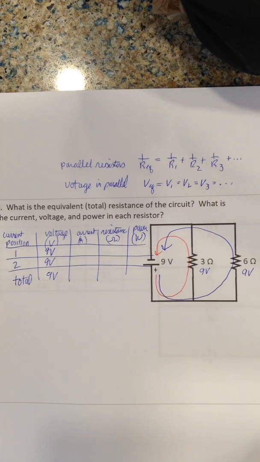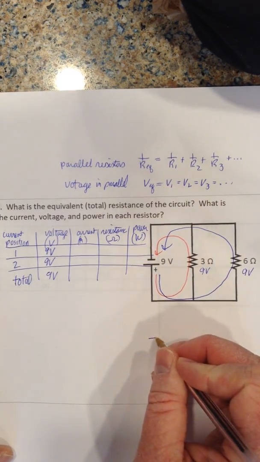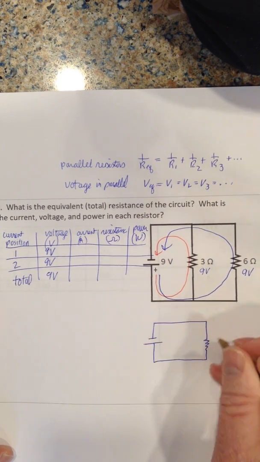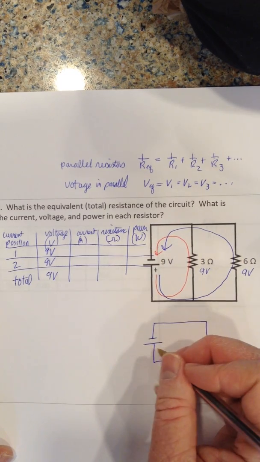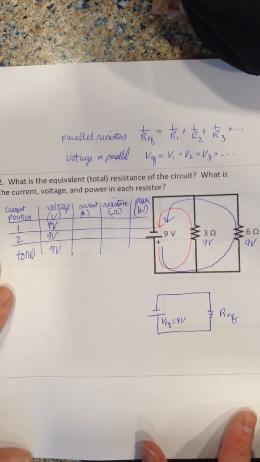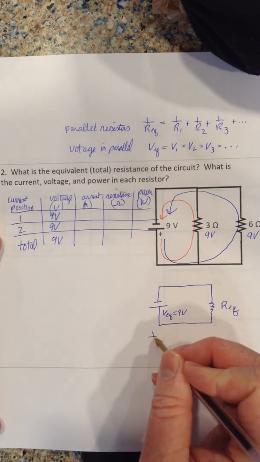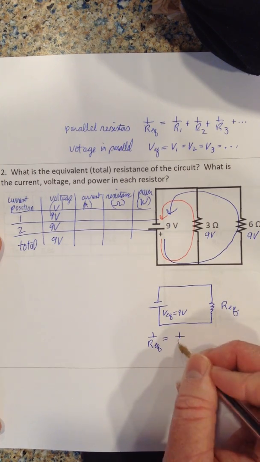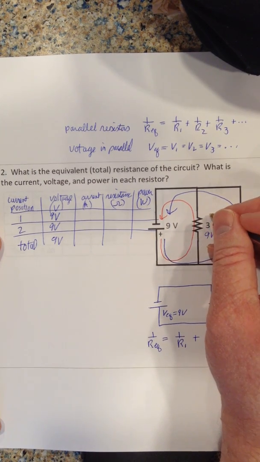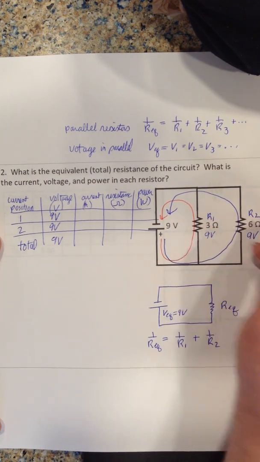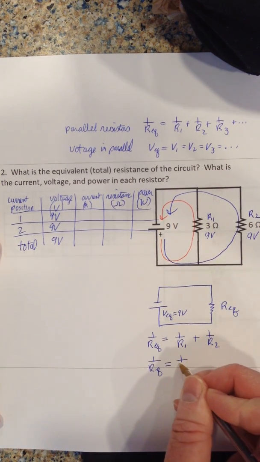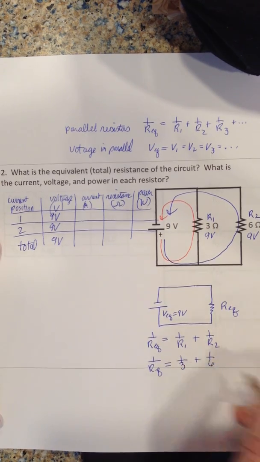I need to find the equivalent resistance. So if I was to make a new circuit and have it only have one resistor and call it the equivalent resistor with the equivalent voltage of 9 volts, what would that equivalent resistor be? Well, I'm going to do 1 over Req equals 1 over R1 plus 1 over R2. Well, so this one's first, this is going to be R1, and that's going to be R2. So I'm going to have 1 over Req equals 1 over 3 plus 1 over 6.